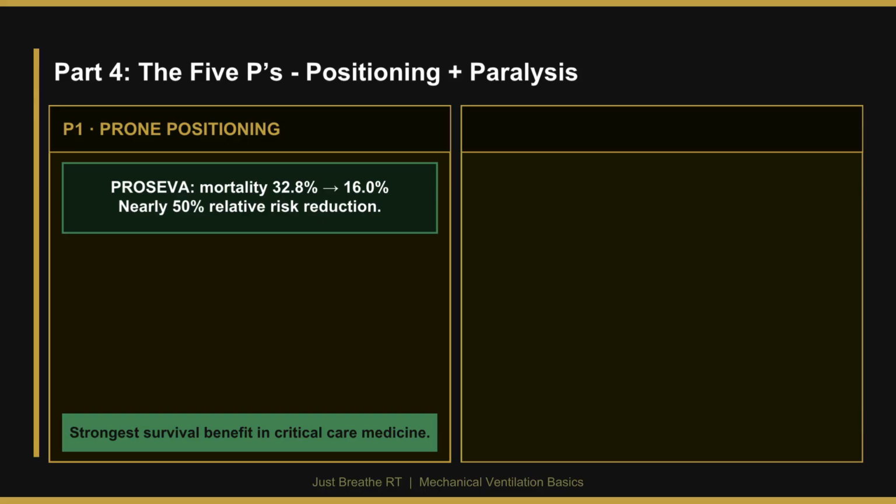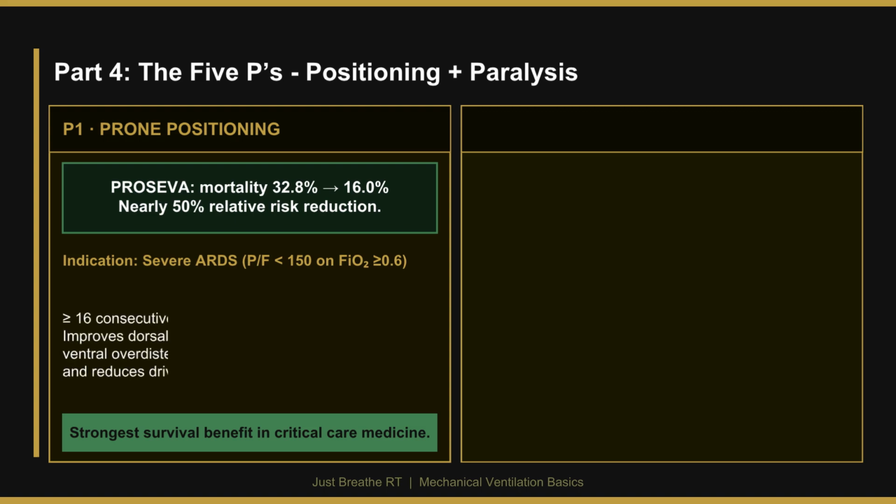The 2023 ESICM guidelines and the 2025 German guideline both strongly recommend prone positioning for at least 16 hours per session in patients with severe ARDS, defined as PaO2 to FiO2 ratio below 150 on FiO2 0.6 or higher.